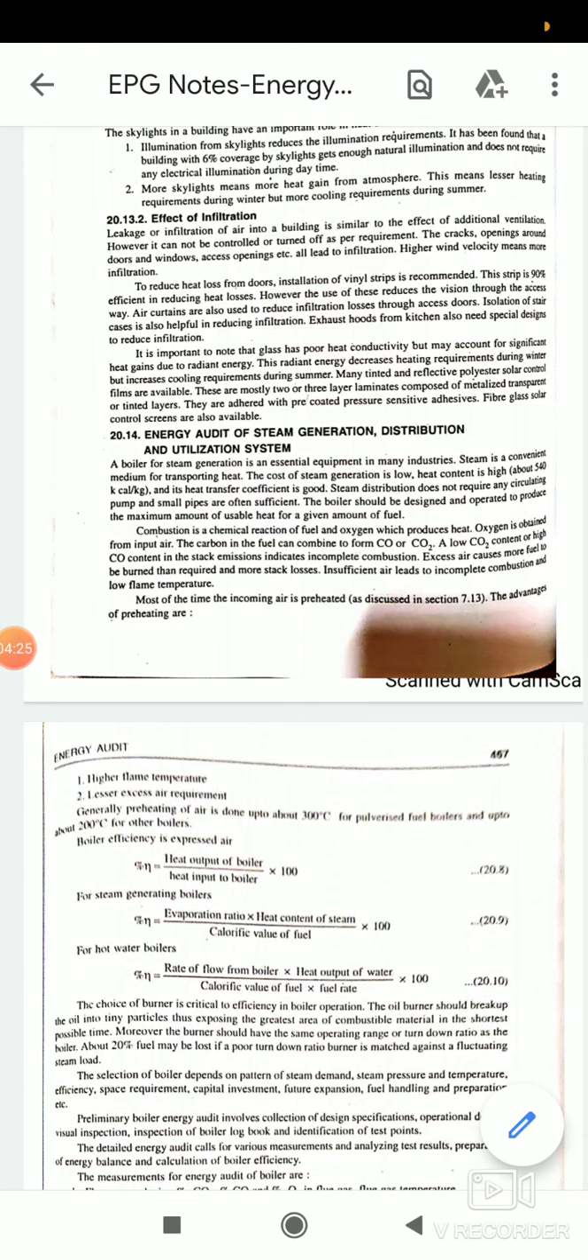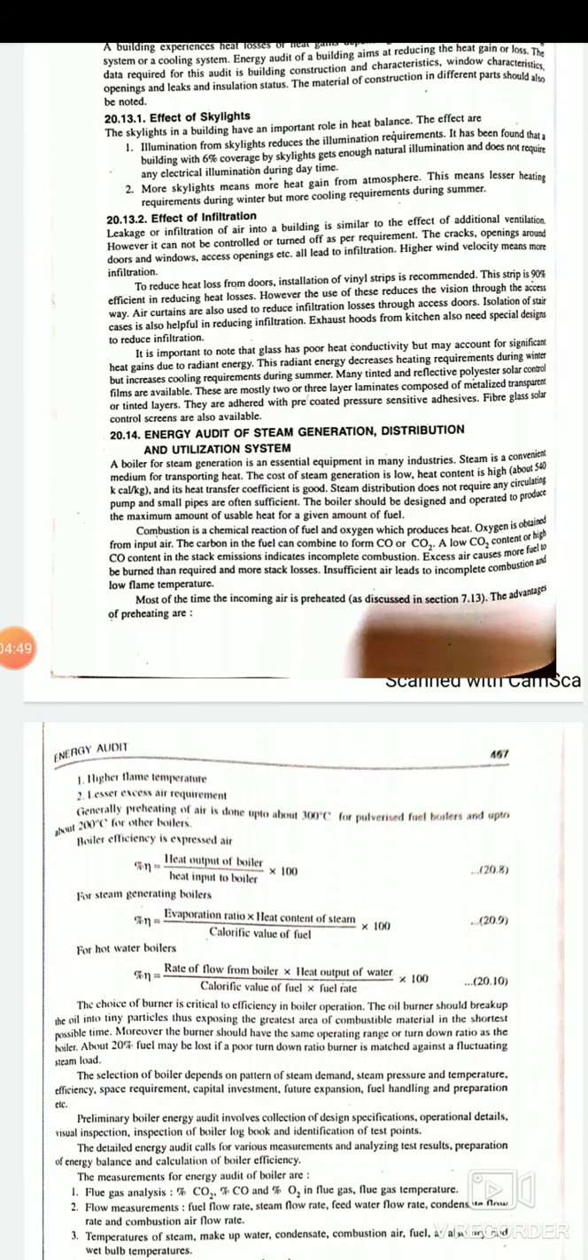To reduce heat loss from doors, installation of vinyl strips is recommended. This strip is 90% efficient in reducing the heat loss. However, the use of these reduces the vision through the access way. Air curtains are also used to reduce the infiltration losses through the access doors. Isolation of staircases is also helpful in reducing the infiltration. Exhaust hoods from kitchens also need special designs to reduce the infiltration. So these are some steps which are taken to reduce the effects of infiltration losses.